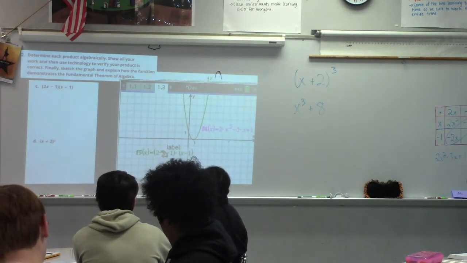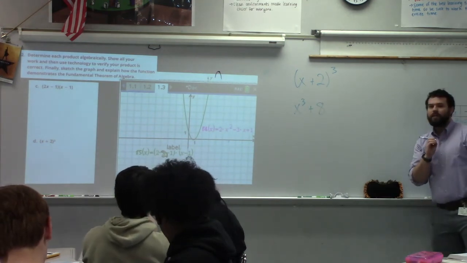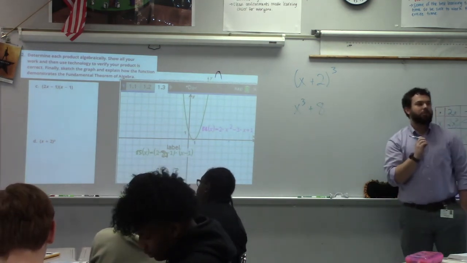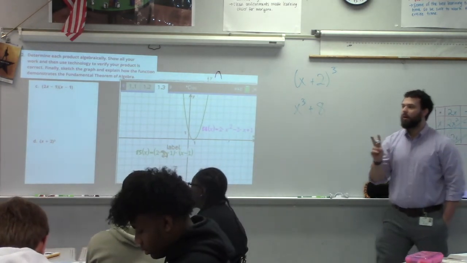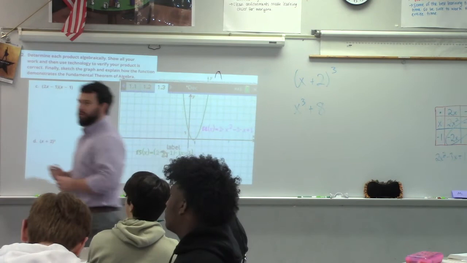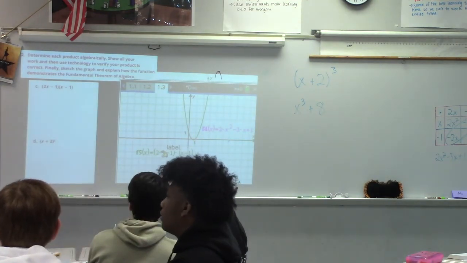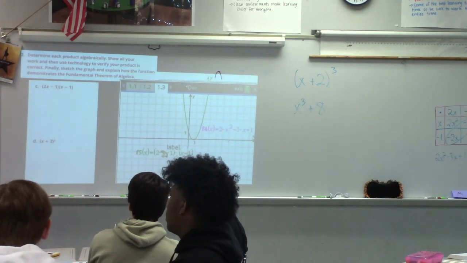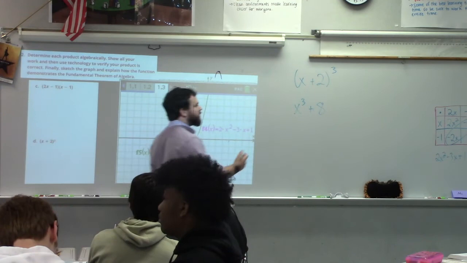They distributed it. That's what you did. Hey, listen. So many times students distribute when you cannot. There are only two operations that you can distribute with. Anybody know what those two are? Multiplication and division. You cannot distribute with any other operations. Do not distribute that exponent.